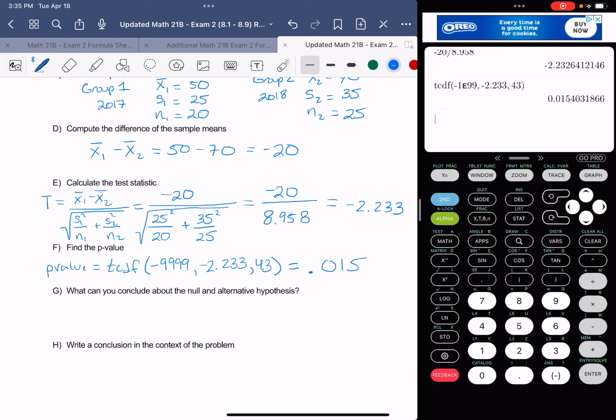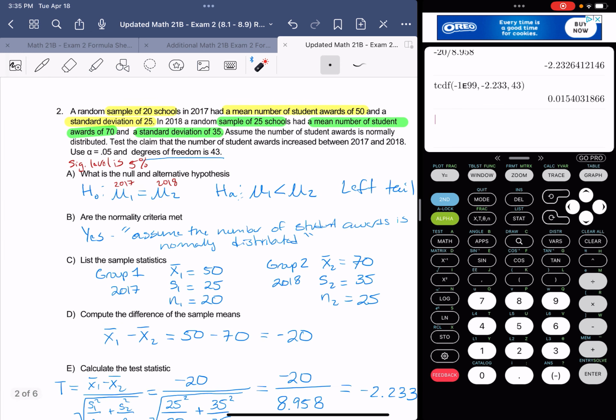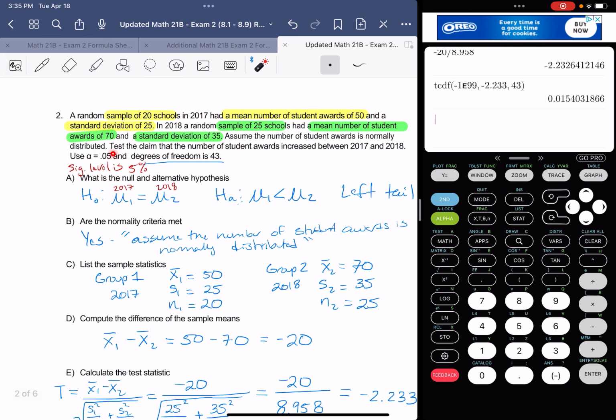We're starting to come up with some conclusions here. Part G says, what can you conclude about the null and alternative hypotheses? Well, the p-value is 1.5%, which is less than or equal to our level of significance, 5%. Remember, this 5% is coming from here. That alpha equals 0.05 is saying that the significance level is 5%. So tell me, is this or is this not statistically significant? It is statistically significant.